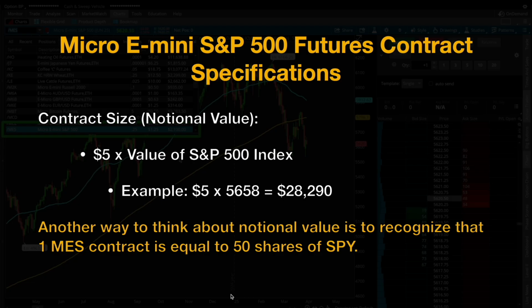To understand what this means in practical terms, let's look at an example. The current value of the index is roughly 5,658. So we take $5 times 5,658, and that gives us a contract size or notional value of $28,290. Another helpful way to think about this is that one MES futures contract is equivalent to holding 50 shares of SPY, which is the popular S&P 500 ETF. This comparison often helps stock traders conceptualize the size of this futures contract.